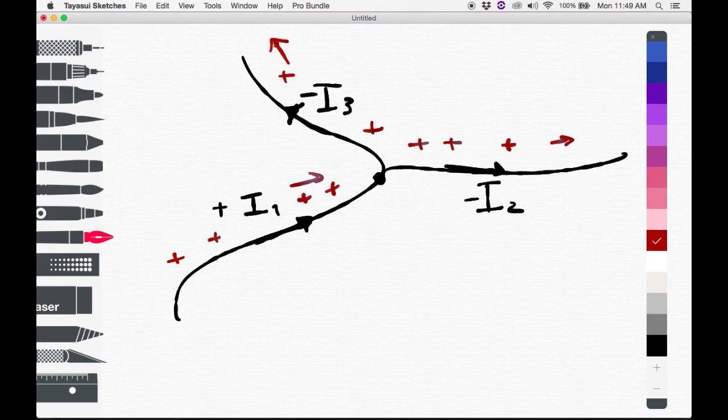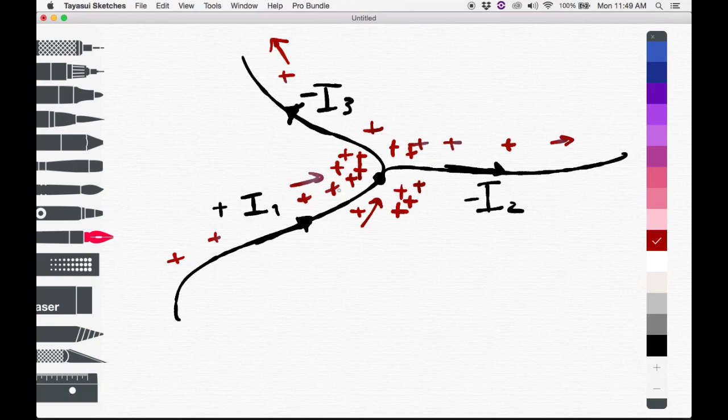We're just going to imagine it in this way for the sake of argument. Now with all these charges from I1 coming into the junction, if fewer charges left this junction per unit time, then there would be charge piling up right here at this junction. That is to say, if I3 plus I2 was not as big as I1, you'd have a whole bunch of charges piling up right here.